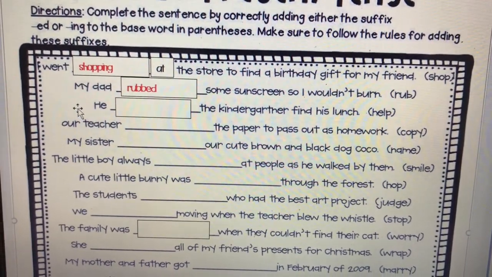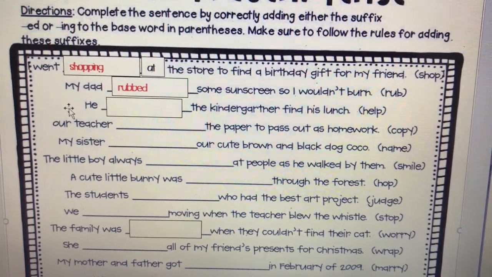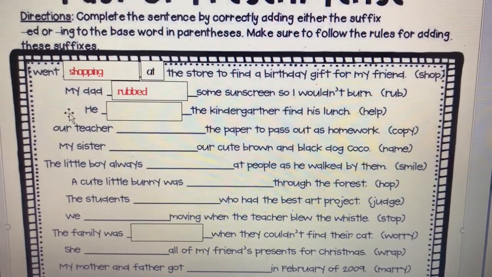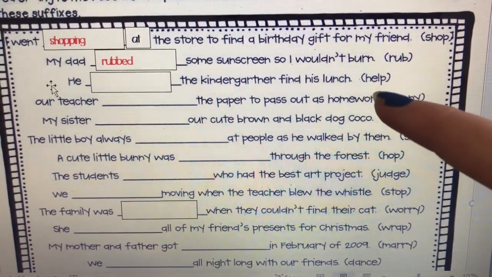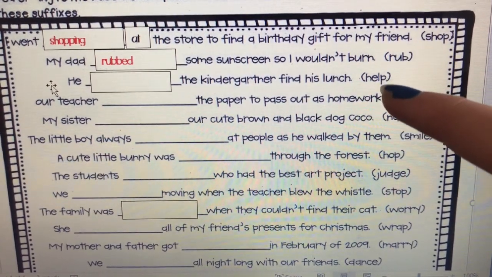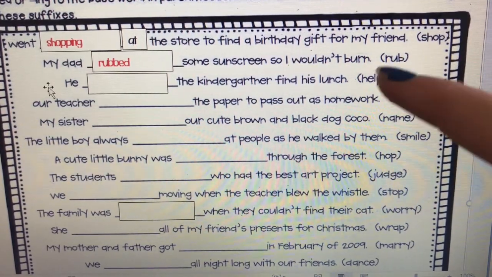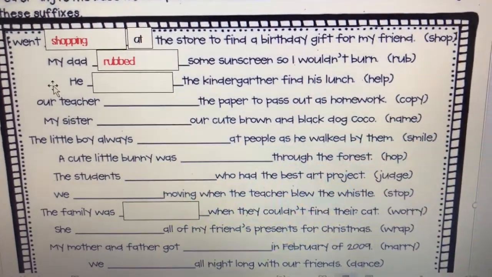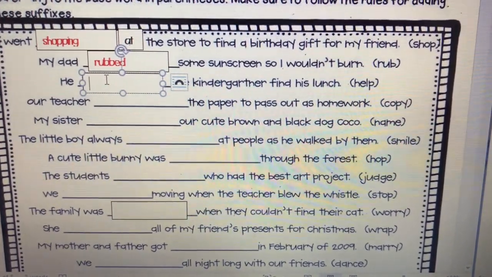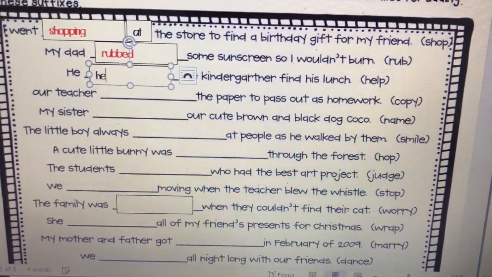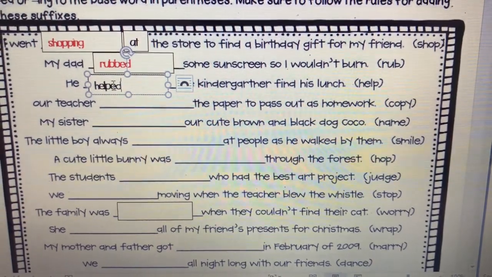This next one says, he blank the kindergartner find his lunch. He helped or he helping? Again, I think helped makes more sense here. And do you see this one? We have a consonant and then a consonant. So if we have just one consonant at the end and no vowel, all we have to do is add an ED, because we didn't have any rule that told us what to do there. So we're just going to keep it the same and add an ED. So help becomes helped with an ED.